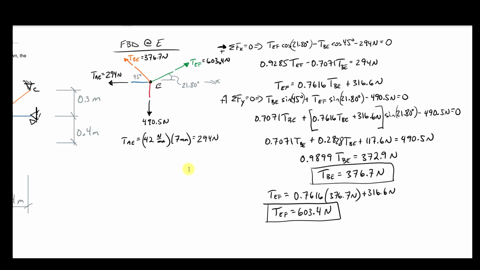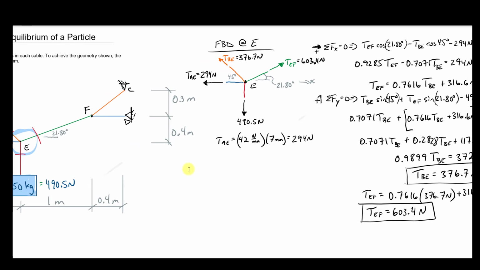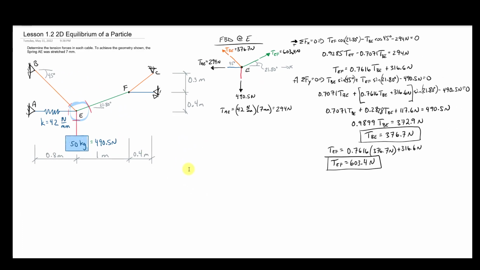So now I think I'm done with that free body. I'm going to move on to my next free body. I used E. Now let's look at F. And I actually learned something, right? That this tension in member EF was 603.4 newtons. So that rope, that cable or whatever has 603.4 newtons.